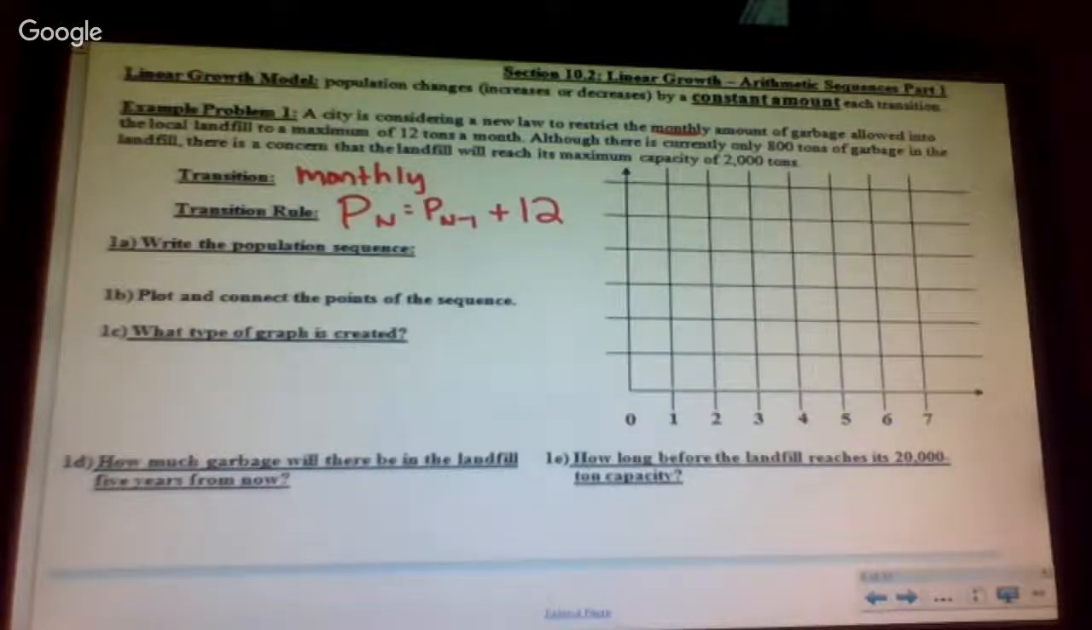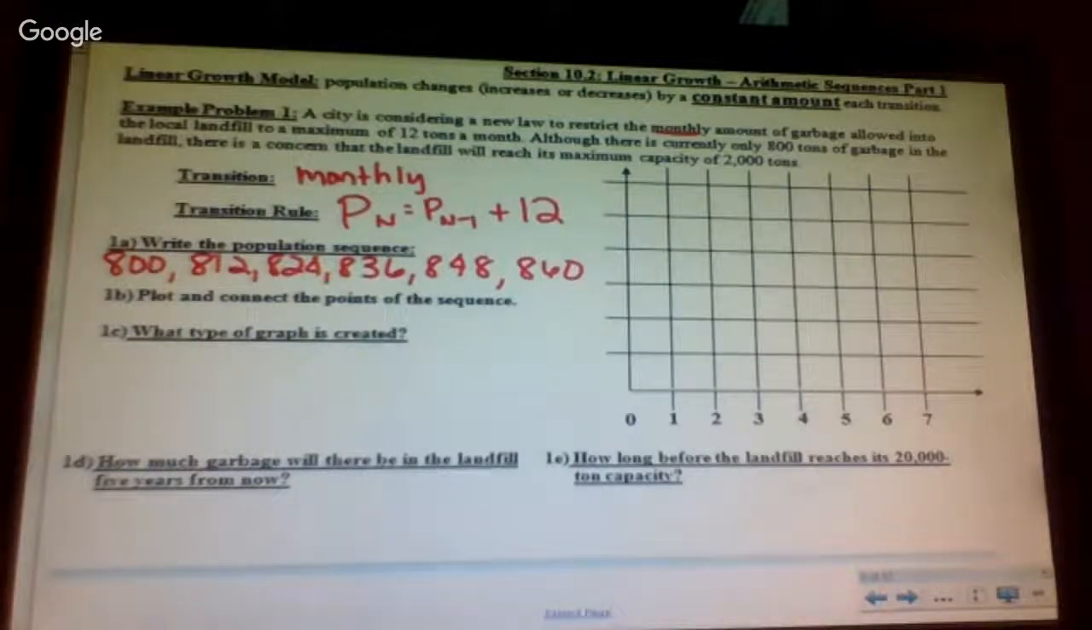Write the population sequence. How much do I start with of garbage? 800. So after one transition, I'm at 812, 824, 836, 848, 860, okay, etc., etc. Plot and connect the points of the sequence.